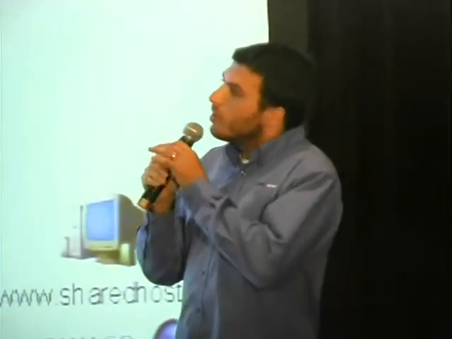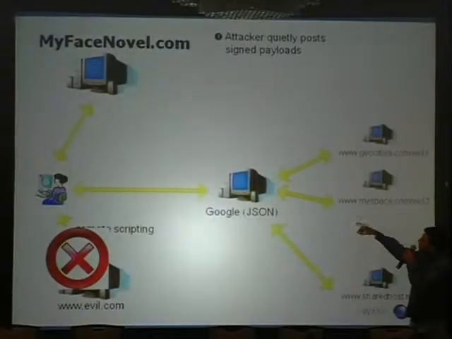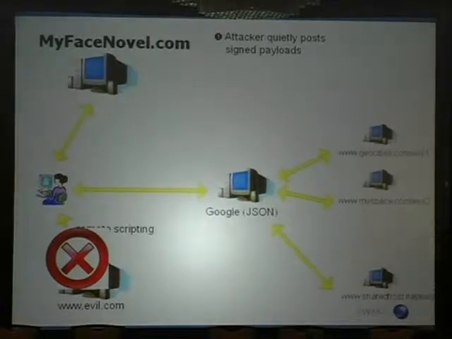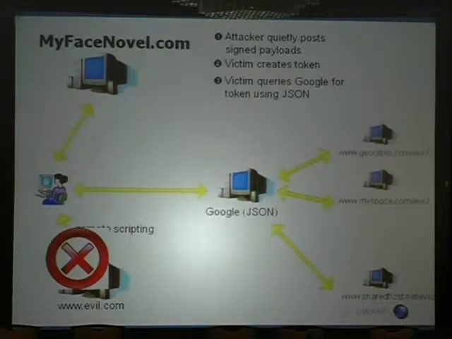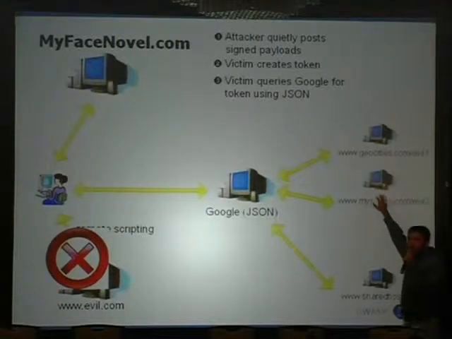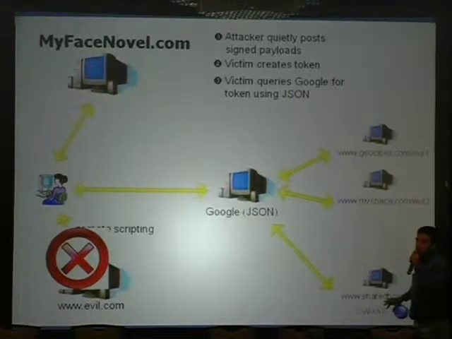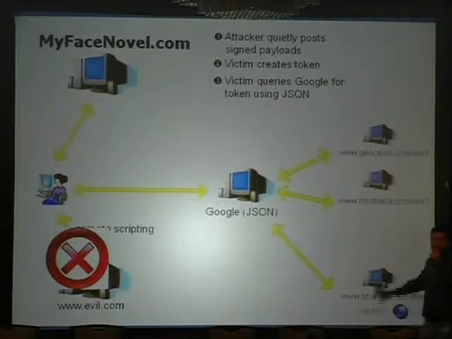Okay, so then our central point of failure is Google. Okay, so then we use Google to search for some token. So the token could be base 64, today's date plus some secret. Okay, we don't care that other people discover the secret. So the victim queries Google for that token using JSON, because we can use remote scripting. So then all these different sites are going to come back in the search results. Okay, so these are the sites where we planted those signed payloads.